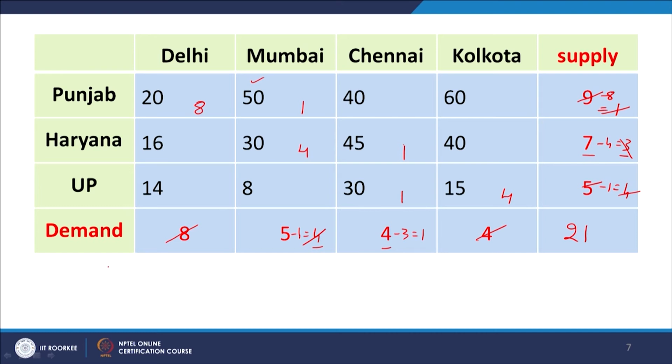So, this means that using the northwest corner rule, the cost is as follows: 20 into 8 plus 50 into 1 plus 30 into 4 plus 45 into 1 plus 30 into 1 plus 15 into 4, and if you calculate this you should get 505. So, this is the cost that you get using the northwest corner rule.